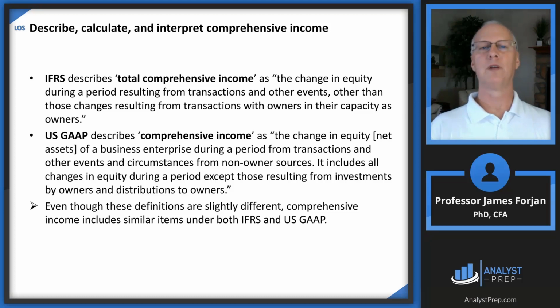Total comprehensive income, as defined by the International Board, is the change in equity during a period resulting from transactions and other events. That's important. GAAP says comprehensive income is the change in equity, and notice in parentheses, net assets, during a period from transactions and other events and circumstances from non-owner sources. So remember the difference between those two.